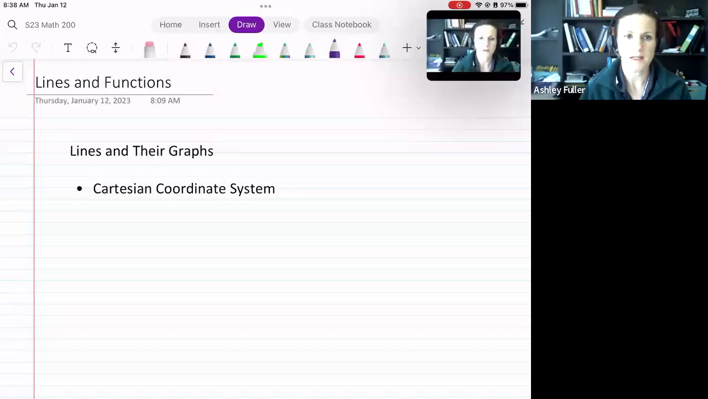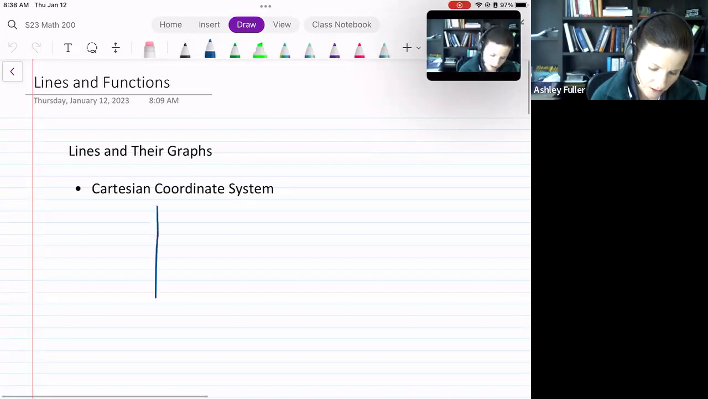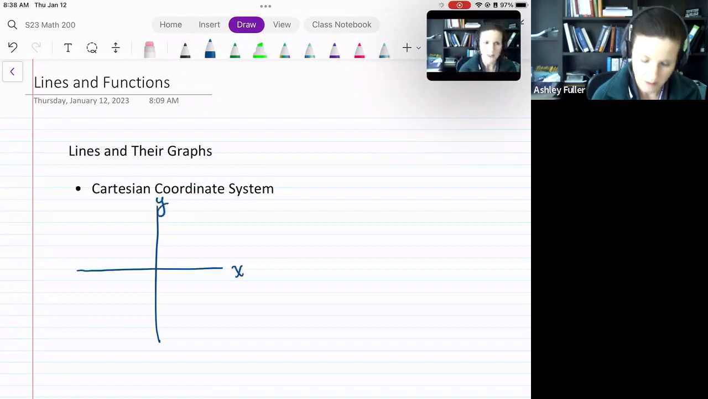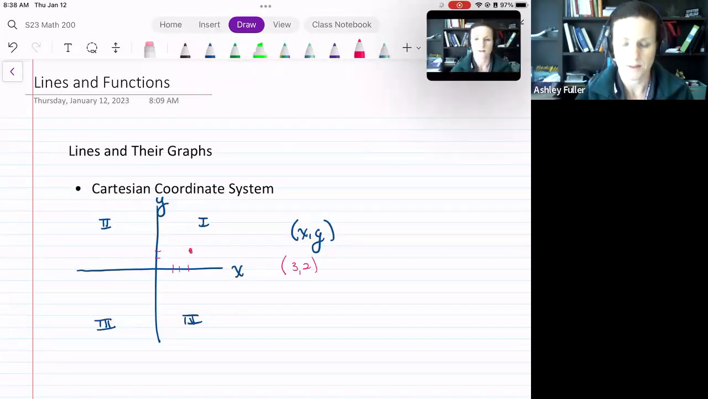As a review, we're going to begin looking at the idea of the Cartesian coordinate system and also the concept of graphing and calculating the equations for lines. As a reminder, the Cartesian coordinate system is where we have an X and a Y axis where we can plot ordered pairs X and Y. Make sure you know the names of the quadrants, 1, 2, 3, and 4, and that you also know how to plot a point such as 3, 2: you go 3 in the X direction, 2 in the Y direction.